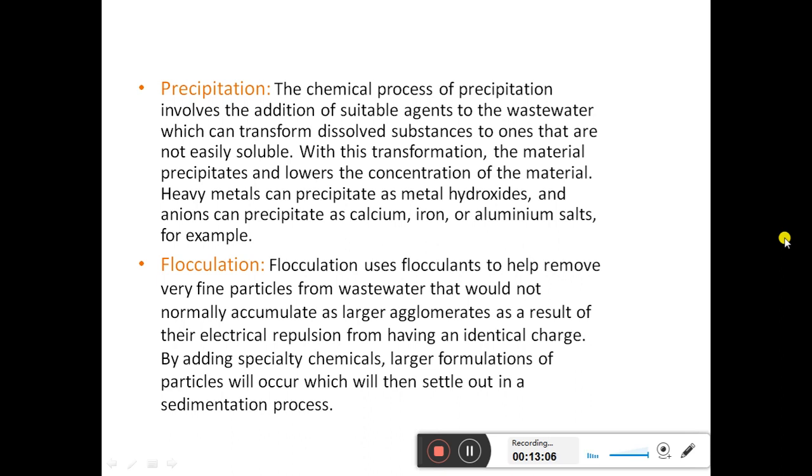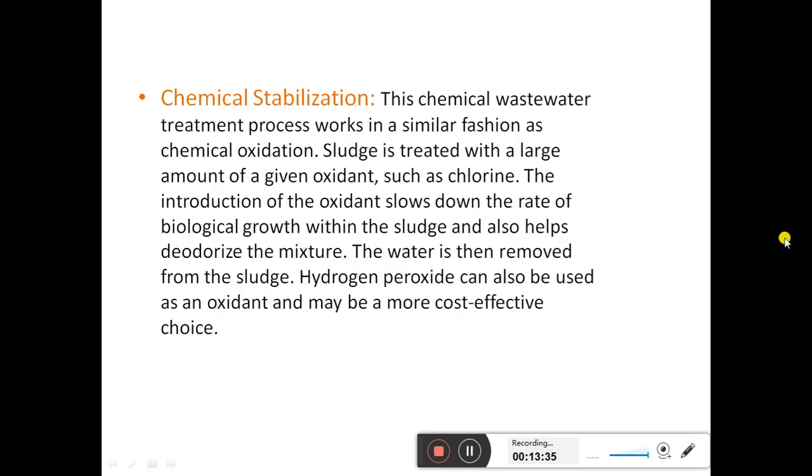Next is the flocculation. Flocculation uses flocculants to help remove very fine particles from wastewater that would not normally accumulate as larger agglomerates as a result of their electrical repulsion from having an identical charge. By adding specialty chemicals, larger formations of particles will occur which will then settle out in a sedimentation process.